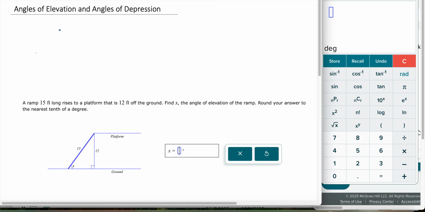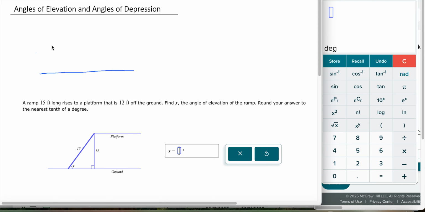So let's discuss applications that involve right triangles as well as angles of elevation and angles of depression. The most important thing to remember when dealing with an angle of elevation or an angle of depression is that it has to come off of a horizontal line.